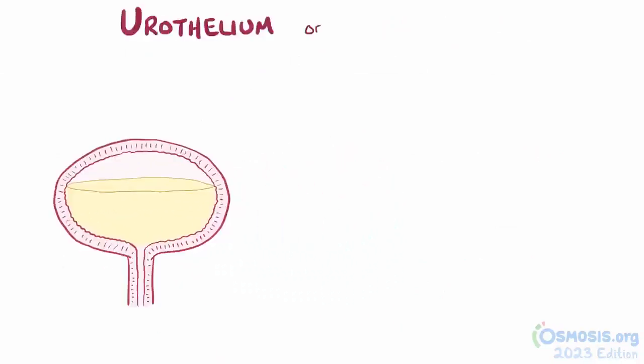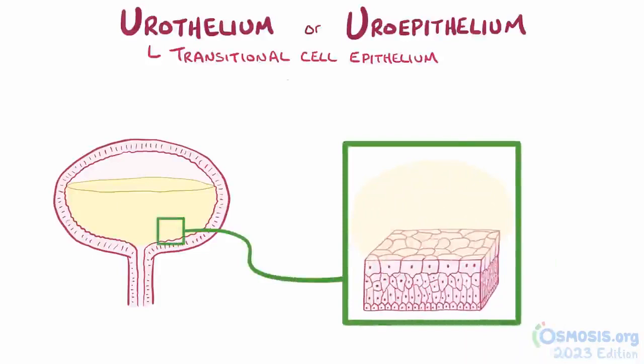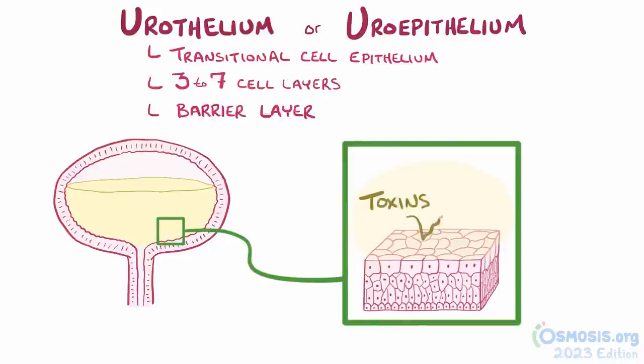The urothelium, or uroepithelium, is a specific type of transitional cell epithelium that lines the inner surface of much of the urinary tract. This tissue is composed of 3 to 7 cell layers, and it forms a tight barrier that holds urine without allowing toxins to move across the epithelium and back into the body.